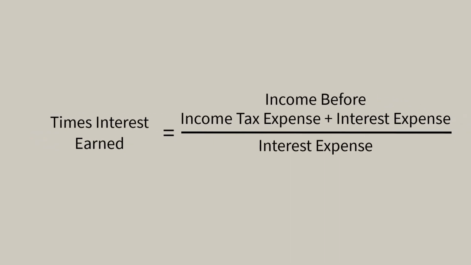The times interest earned ratio measures the risk that interest payments will not be made if earnings decrease. An alternative way to write this ratio is to change the numerator to simply say operating income.